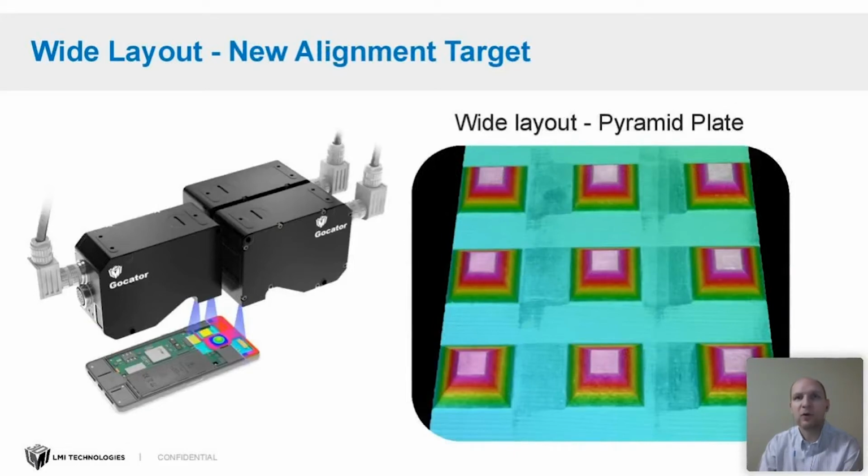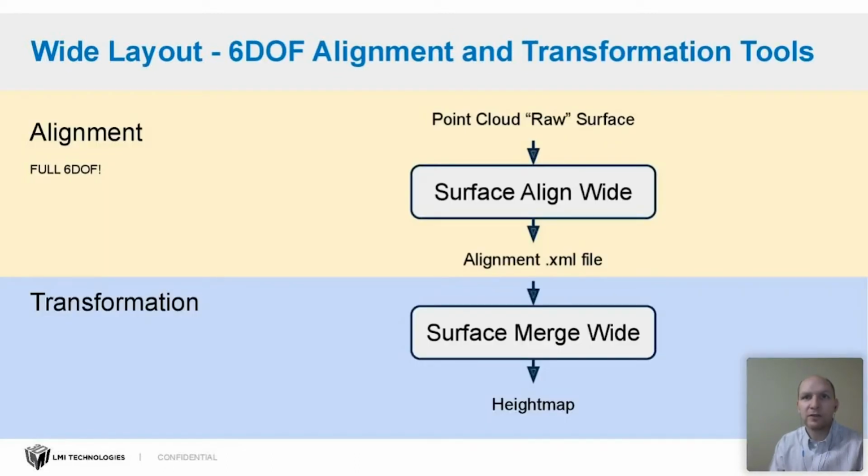And this is performed on a pyramid plate target. So similar to the ring layout alignment, we're using a truncated pyramid. So it's flat on the top, and we have multiple of these aligned in a plate together. So this would be used for a 3-sensor layout similar to the one shown here on the left-hand side. You would have 3 sensors side by side, or staggered layout like this, and each of them would scan one column of these pyramids. And after the alignment, you get a transformation with full 6 degrees of freedom for each of these sensors.